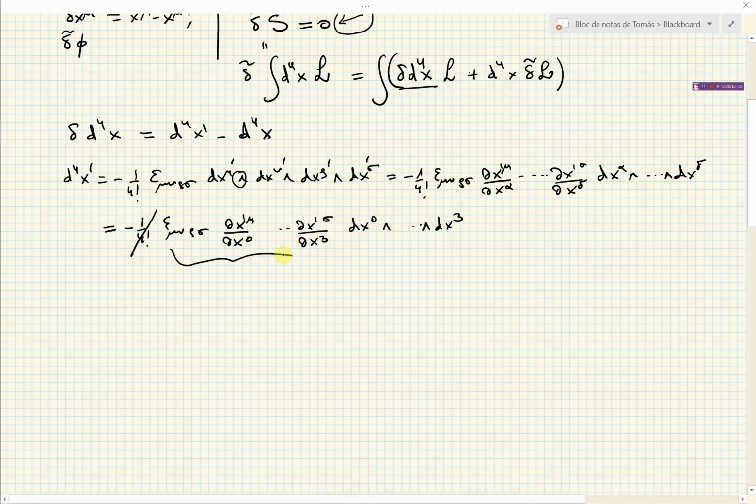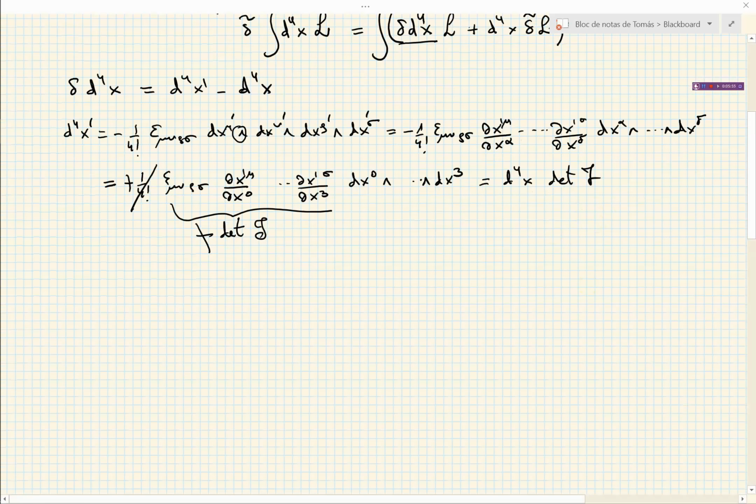This is just the determinant, or minus the determinant because it is epsilon with the indices down, of the Jacobian matrix. And now this minus cancels with this, and we get the standard transformation law for the volume element. And here observe that this is for a completely general transformation. So I want to consider not just Poincaré transformations but any other transformations. So I will ignore the fact that the determinant of J for Poincaré transformations is just 1.